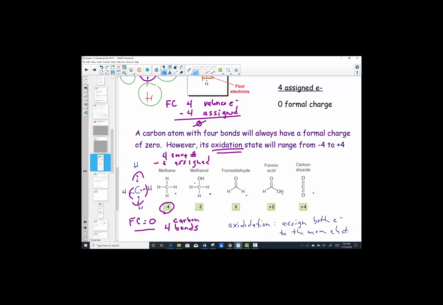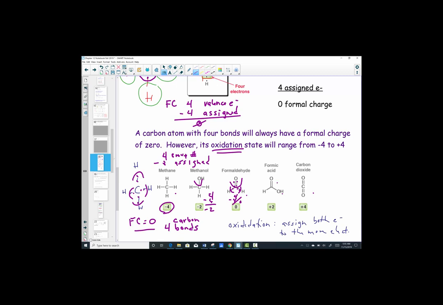Here we see in methanol, the oxidation state would change because both electrons now are going to be assigned to oxygen, the more electronegative element, and therefore that gives only 6 electrons around the carbon, giving it a net -2. Here carbon would lose both of these. The double bond brings all 4 electrons in this shared pair of a double bond. Those 4 electrons are all given to the oxygen. Both of those shared pairs in the single bonds, giving us 4 minus 4 as 0.